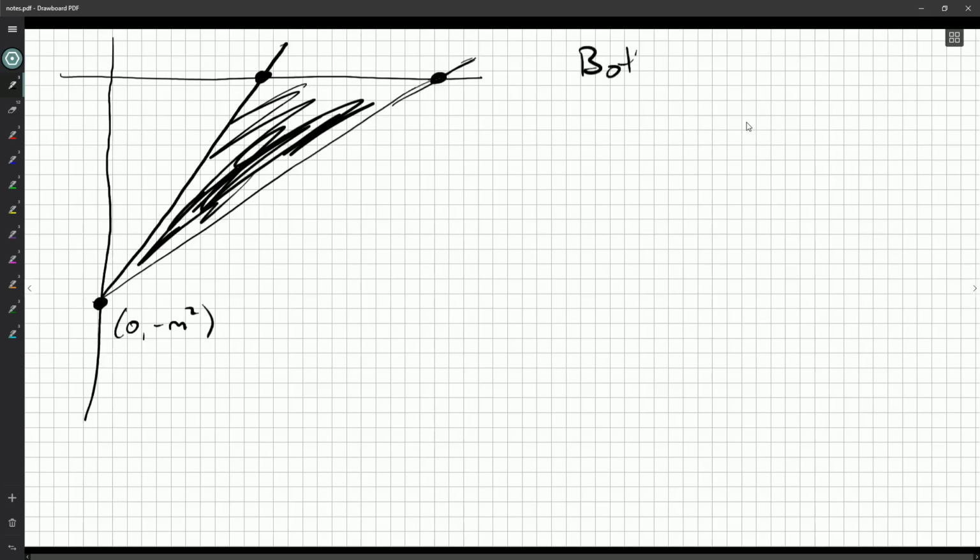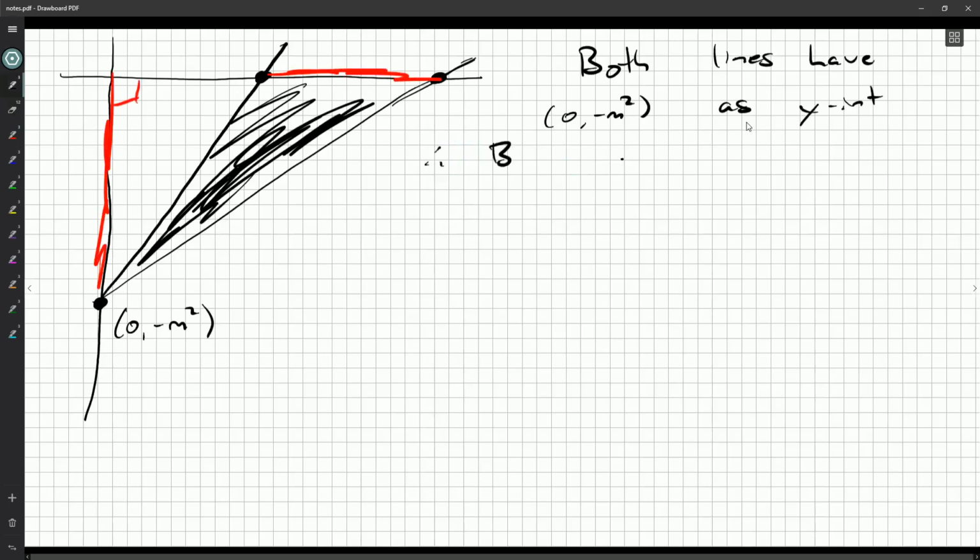So I'd say something like, notice both lines have (0, -m squared) as the y-intercept. Because we're going to want to set up an area, here's our base, and our height can be found here. Therefore, oops, not base, height. So the height of the triangle is just going to be plain old m squared. That's fine.